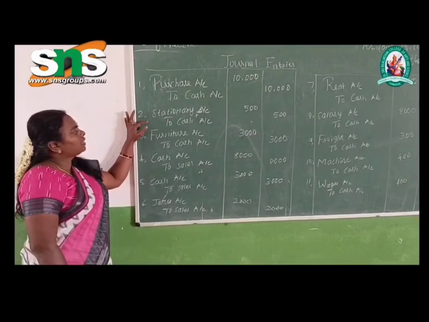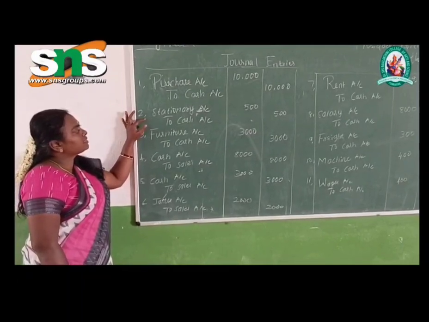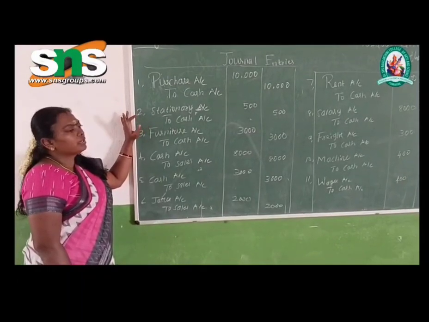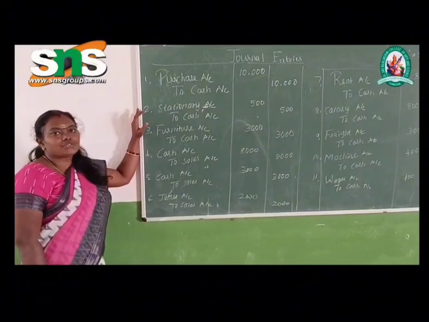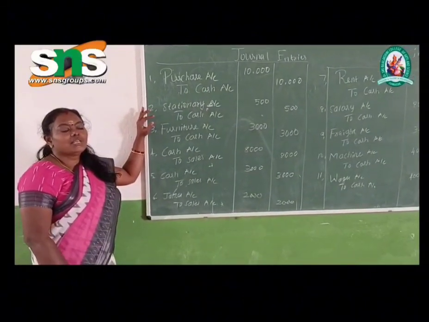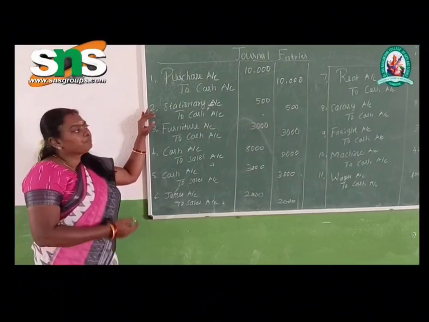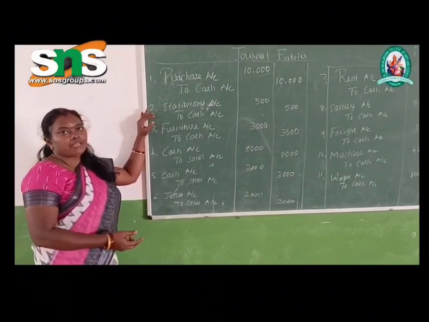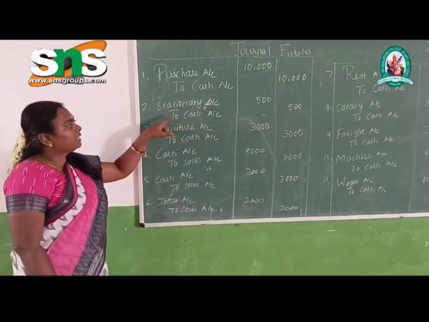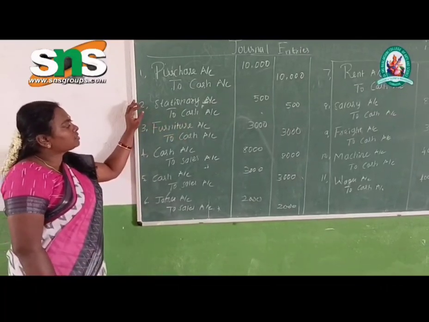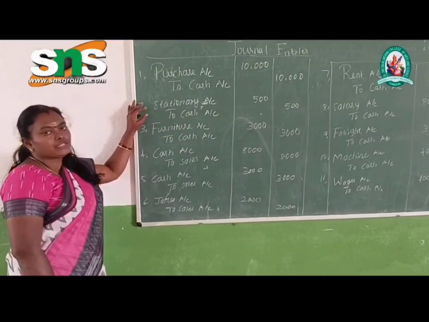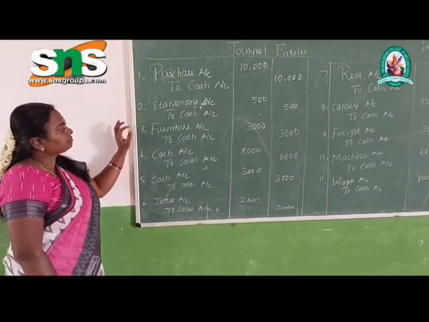The next journal entry is purchase stationery for cash. So the two accounts involved in this transaction are stationery and cash. Stationery is an expense, so expenses come on the debit side, and cash goes out of the company, so it comes on the credit side. The journal entry is stationery account debit to cash account, rupees 500.